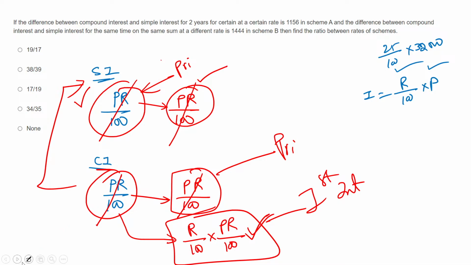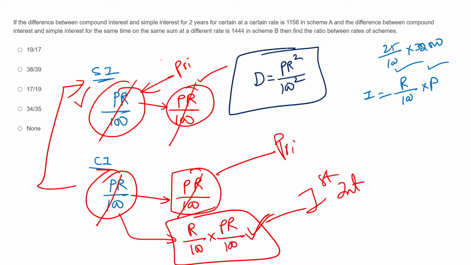So if somebody is asking you the difference between SI and CI for 2 years, the difference is always going to be PR square by 100 square. Because see, if you do CI minus SI, this PR and this PR will cancel and this one will get cancelled. The only extra term is PR square by 100 square. That's going to be your difference for SI and CI if the time period is 2 years. If it is clear up to here, all of you please type yes.